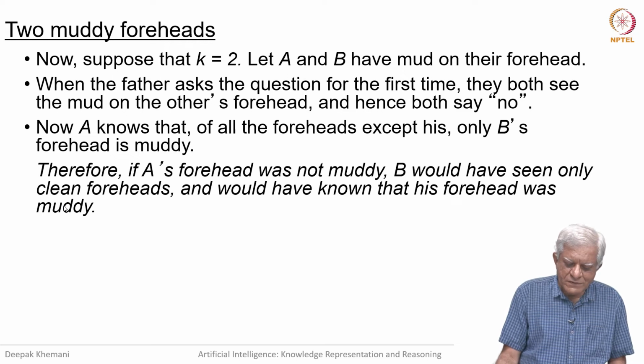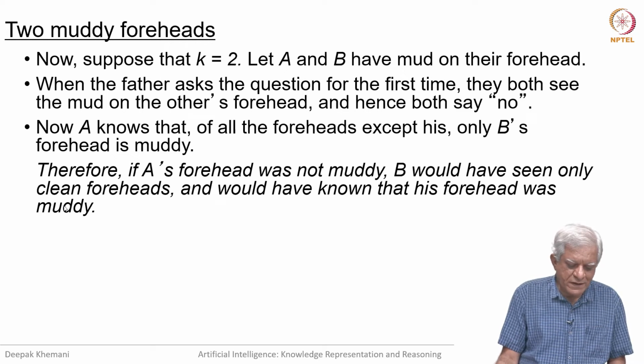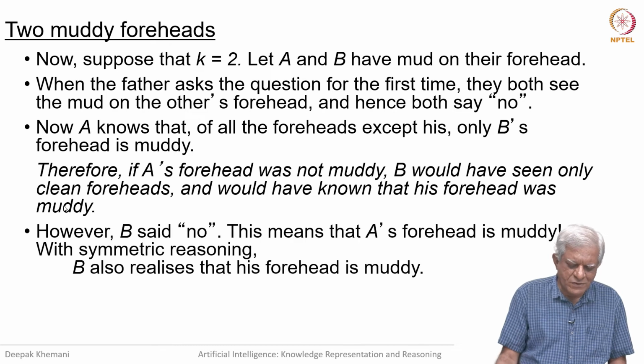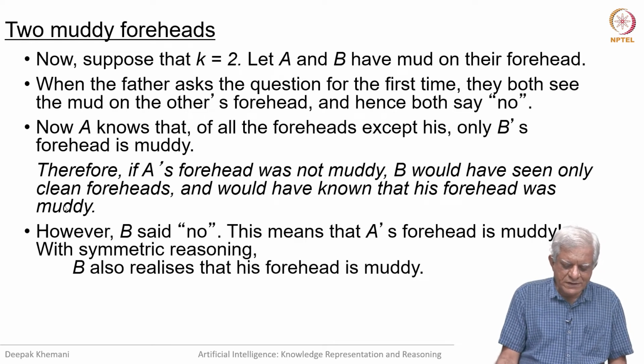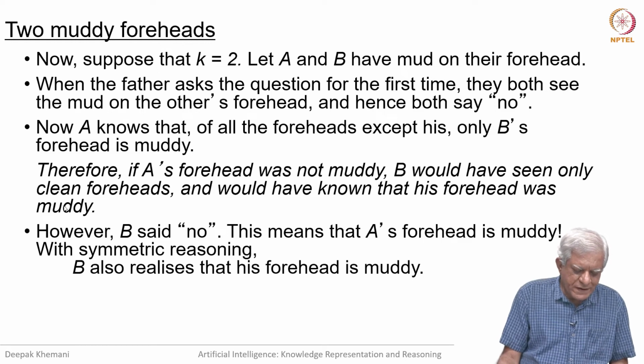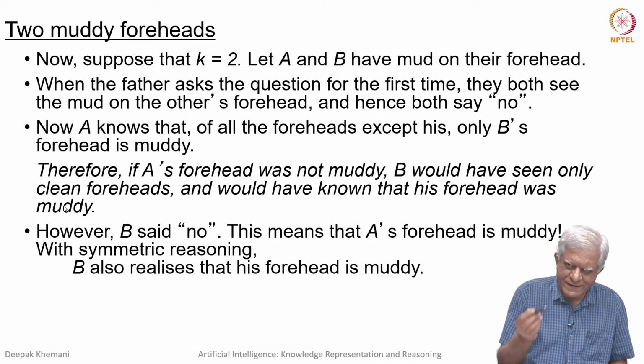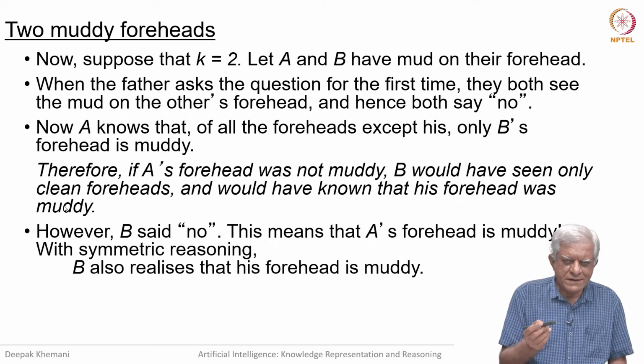If A's forehead was not muddy, B would have seen only clean foreheads. That would have been the case that we considered earlier, and B would have known that his forehead was muddy, and would have answered yes. But since B does not answer yes after the first question, A already knows that he has mud on his forehead. Of course, in a similar fashion B also would know. B said no, and this means that A's forehead is also muddy, and with symmetric reasoning B also realizes that his forehead is muddy. So, the next time the father asks the question, the second time, both these children would say yes.